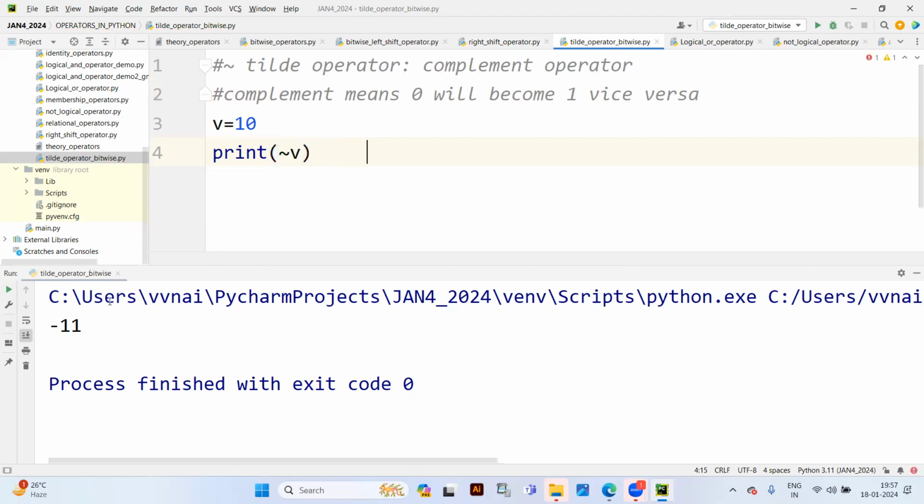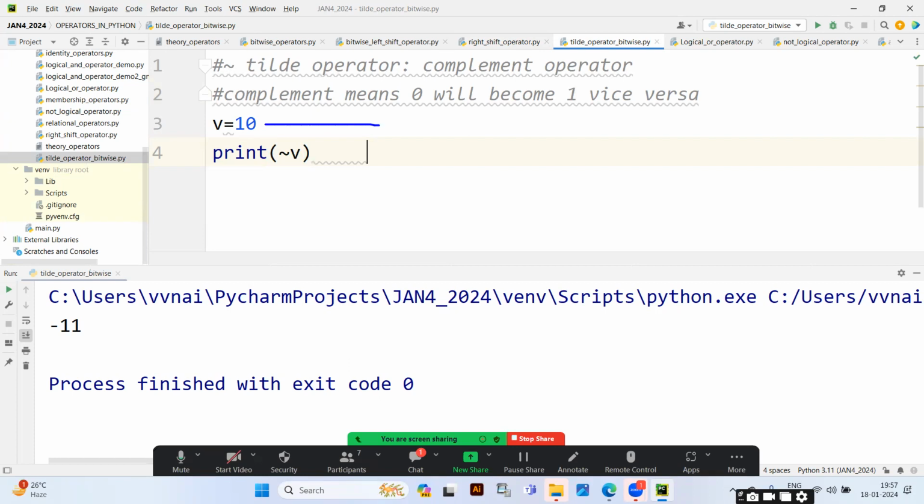What is the equivalent binary value of 10? 1 0 1 0. If we perform the complement, it internally performs the 2's complement. For 2's complement, at the LSB I add binary 1. So the result becomes 1 0 1 1, which is equivalent to 11, because 8 plus 2 plus 1 becomes 11.